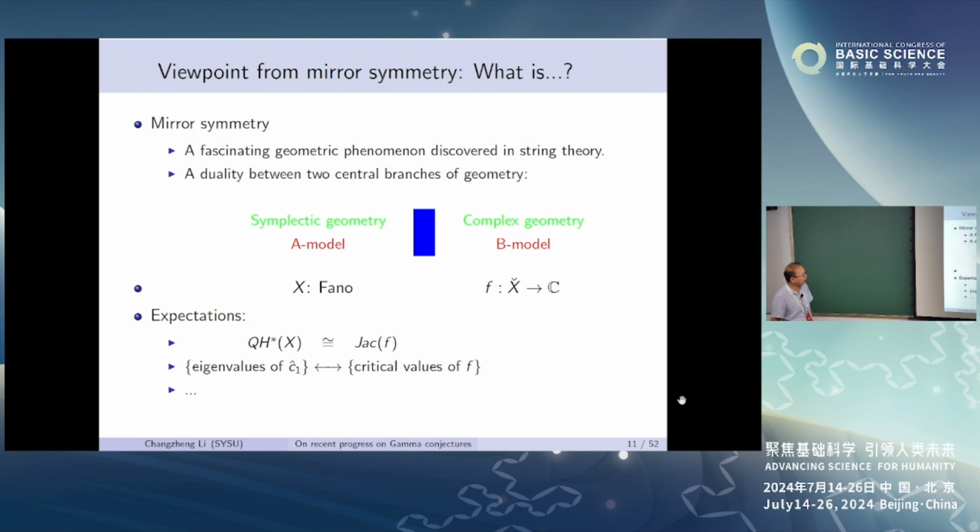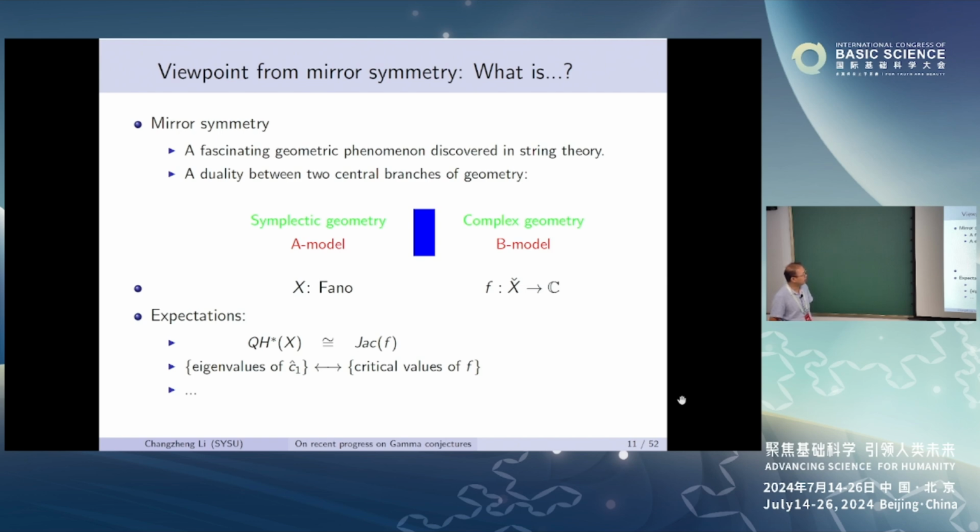In our case, on the A side, we consider a Fano manifold. Then the B side is called the Landau-Ginzburg model, which is a pair of a mirror space X check, a non-compact Kahler manifold, together with a holomorphic function on this space. Then it is expected in mirror symmetry that if they are mirror to each other, then as an algebra, the small quantum cohomology should be isomorphic to the Jacobi ring of the superpotential f. And at a higher level, on both sides they have Frobenius manifold structure, and as Frobenius manifolds, they should be isomorphic to each other.